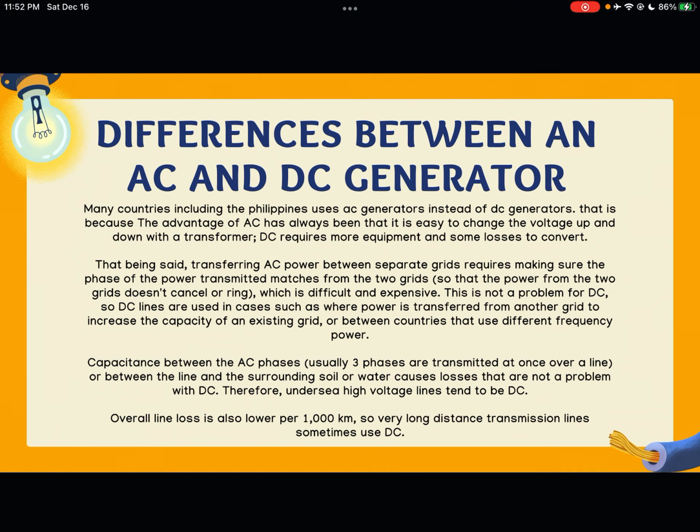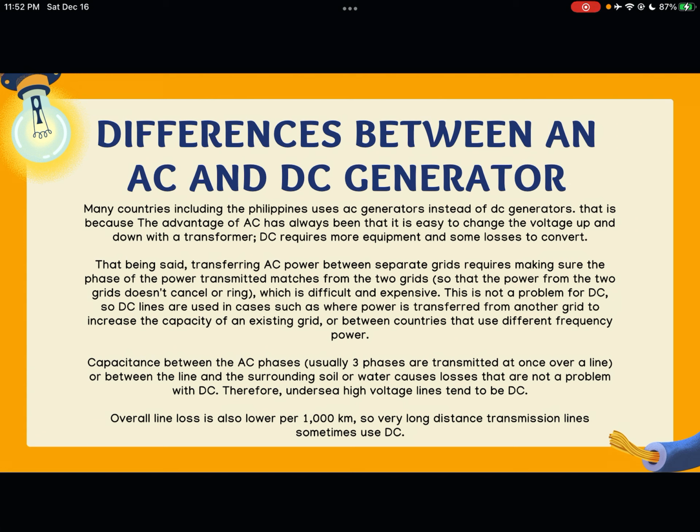So why do people use AC more than DC? Many countries, including the Philippines, where I live, our third world country, the most beautiful country, use AC generators instead of DC generators. That is because the advantage of AC has always been that it's easy to change the voltage up and down. Like I said, transformers. Oh no, I have to transport it 1,000 kilometers away. Let me step it up. Oh, it's now near my house. Step down. It's super easy to do that if you're using AC generators.